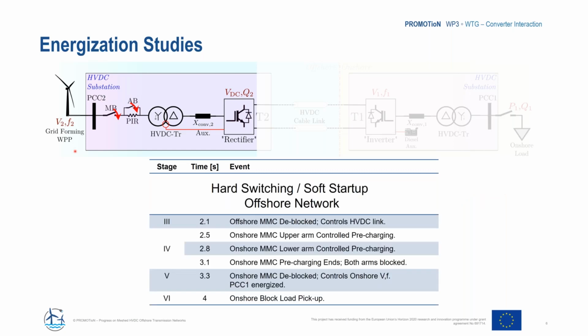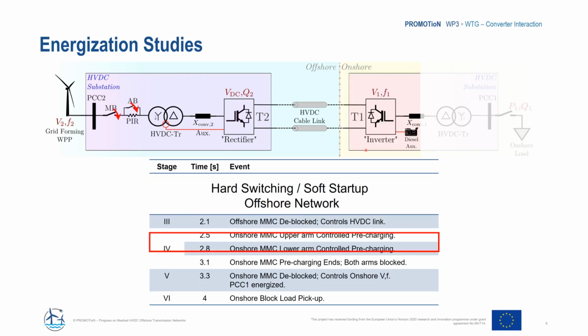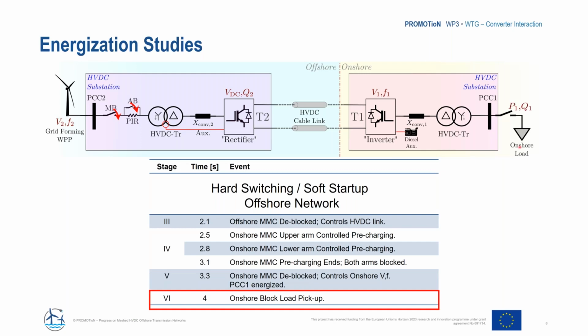Once the offshore circuit has been energized, the next stage is that the offshore MMC deblocks to control the DC link voltage of the HVDC link, which is then used to pre-charge the onshore MMC in a controlled manner. Once the onshore MMC cells are pre-charged, it is deblocked to control the voltage and frequency of the onshore PCC, and finally a block load of 30 megawatt is connected to demonstrate the black starting capabilities.